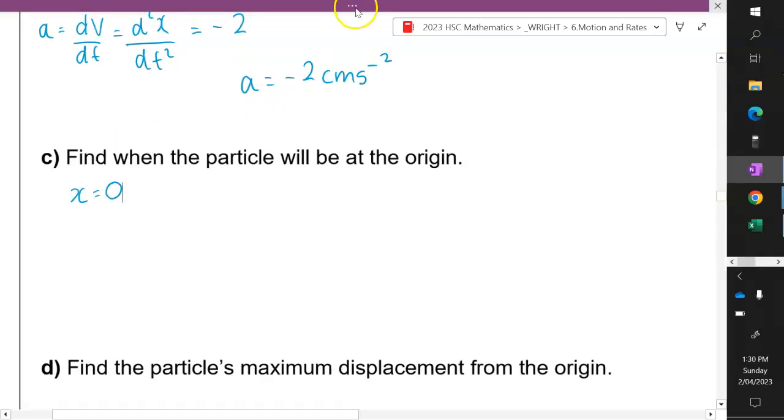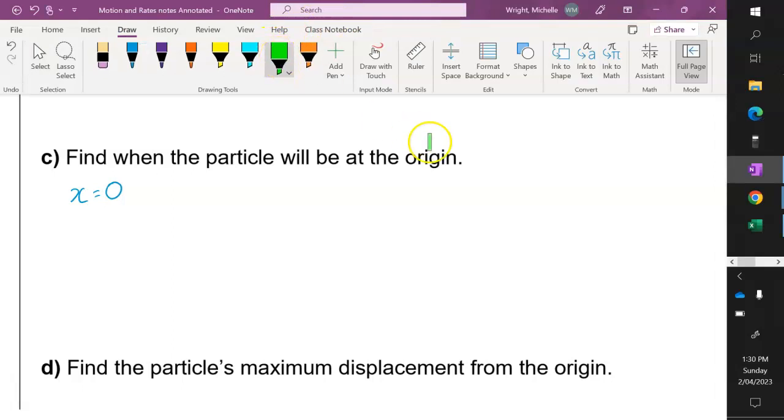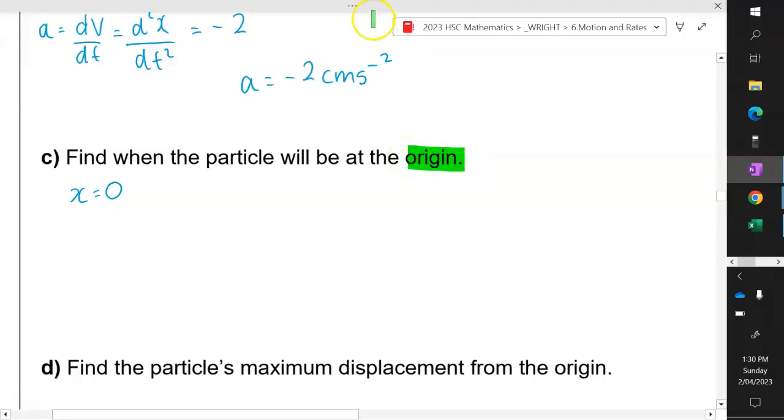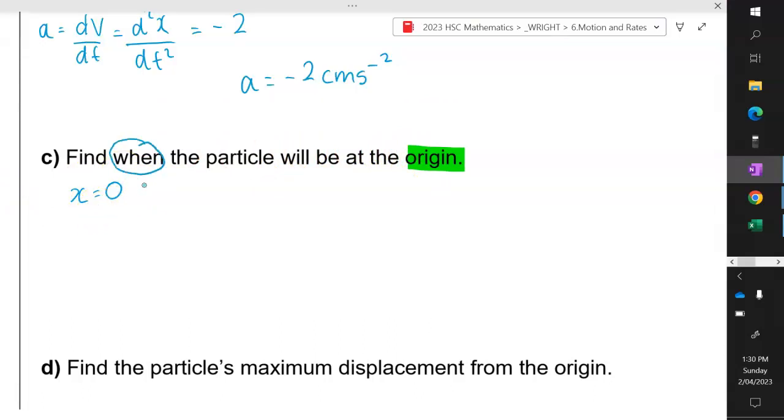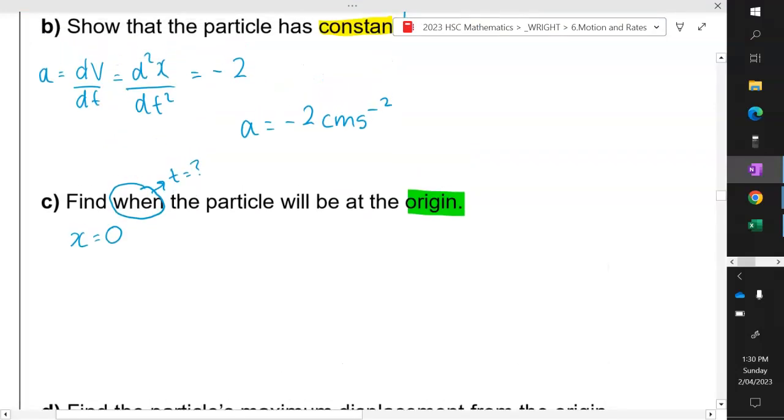So in this topic, we're always assuming that we are starting at the origin, at time equals 0, and at x equals 0, unless we're told otherwise. In this case, we haven't been told otherwise. So when is the particle at the origin? The origin's at x equals 0. We need time. So the when here tells us that what we're trying to find is time. What time is it at the origin?